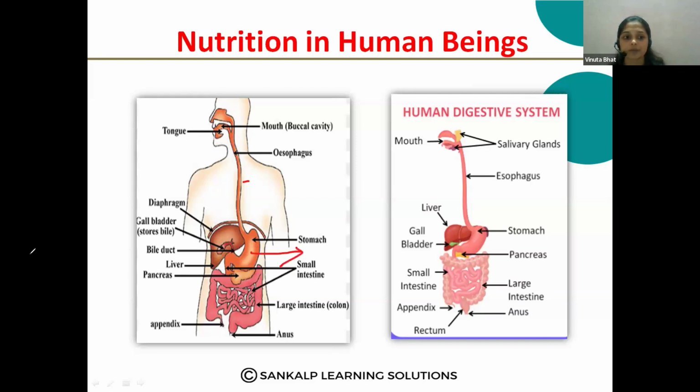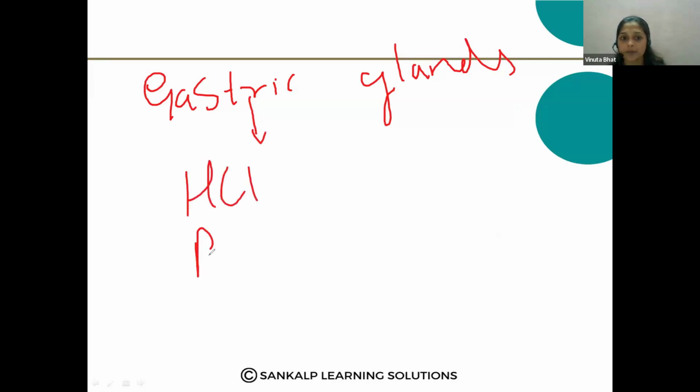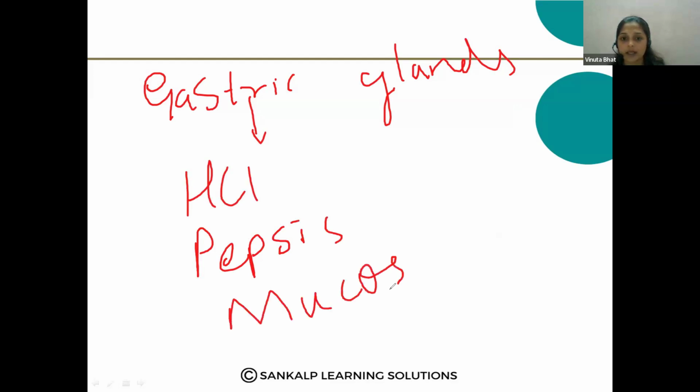Okay, so this is the stomach. In the stomach, further digestion of the food takes place. The walls of the stomach contain glands called gastric glands. These gastric glands secrete three very important chemicals, note down this point: HCl, pepsin and mucus. So these are the three important chemicals secreted in the stomach by the gastric glands. This HCl forms the acidic medium for the action of the pepsin.